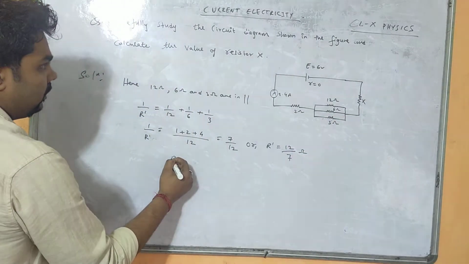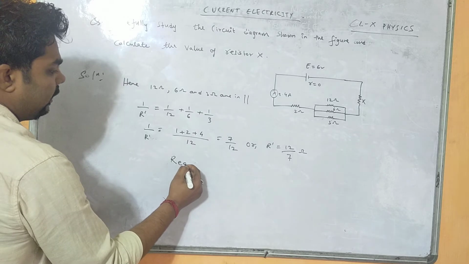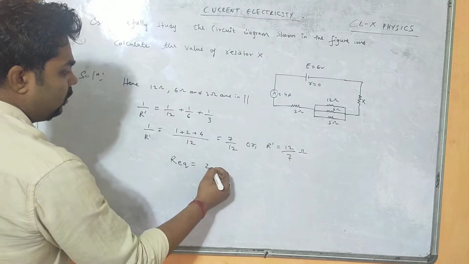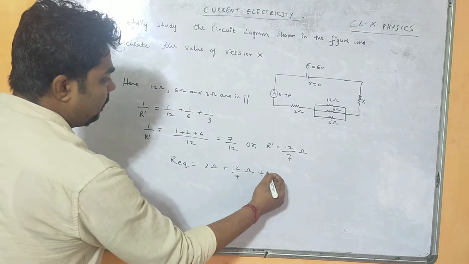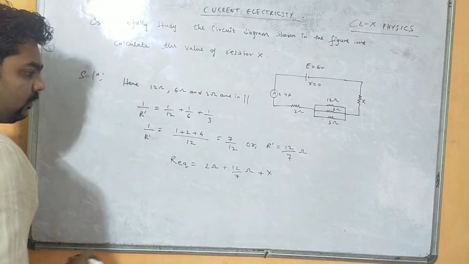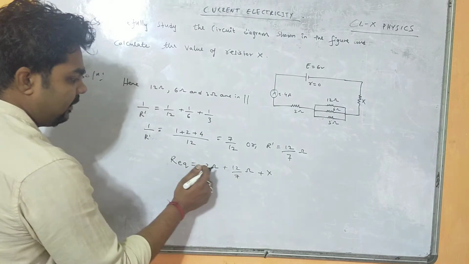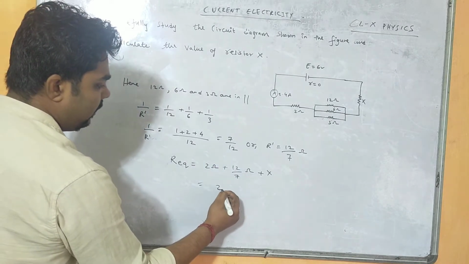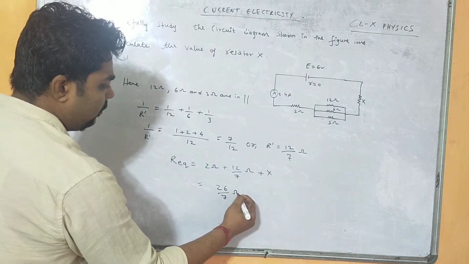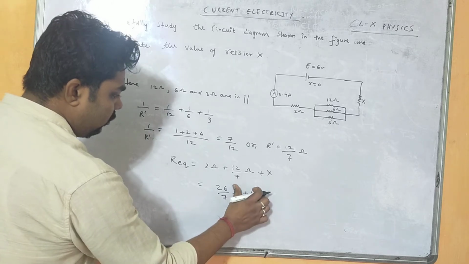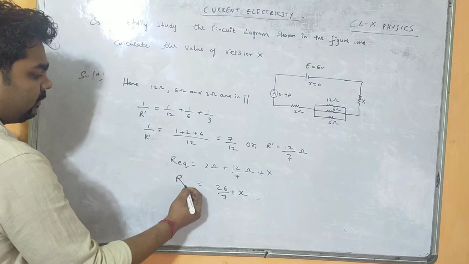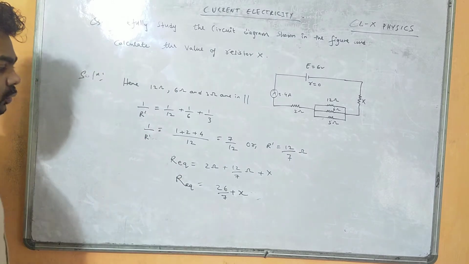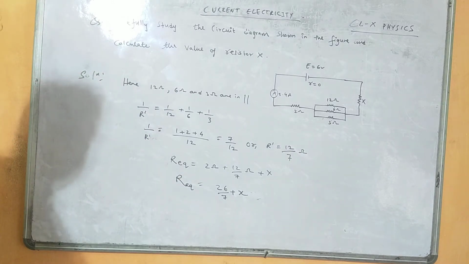That is, total R equivalent equals 2 ohm + 12/7 ohm + X. If you take the LCM again, 7 twos are 14, 14 plus 12 is 26/7 ohm plus X. We will not write ohm here, just 26/7 + X.